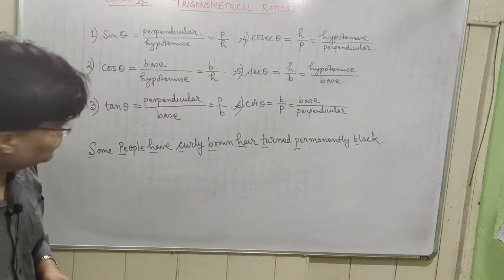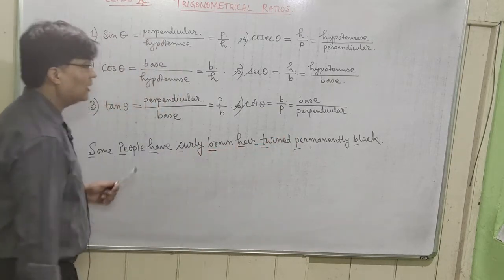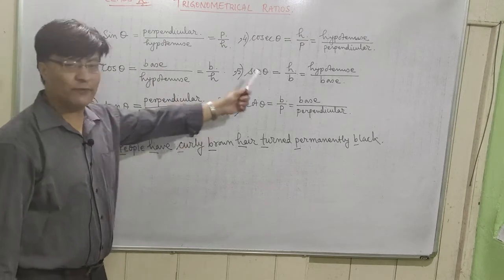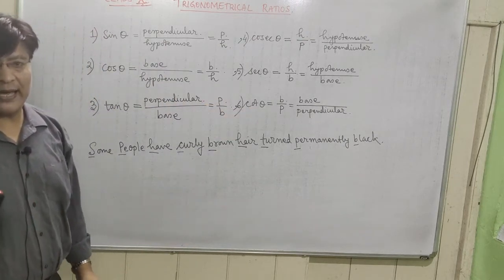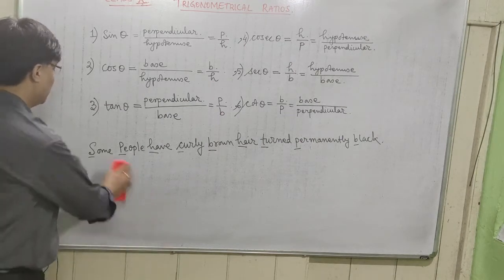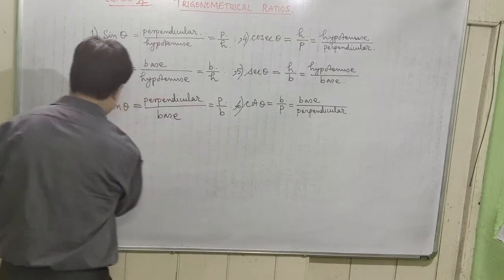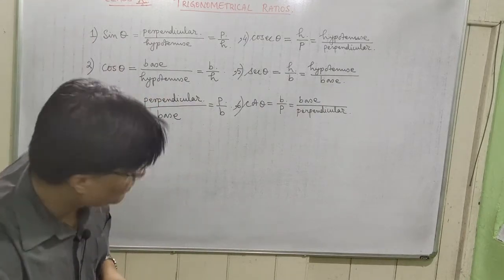Is that clear? So you should know this statement in order to remember all these formula: Some people have curly brown hair turned permanently black, right? So next, we will derive some formula from here.